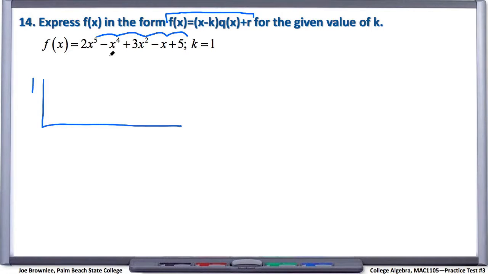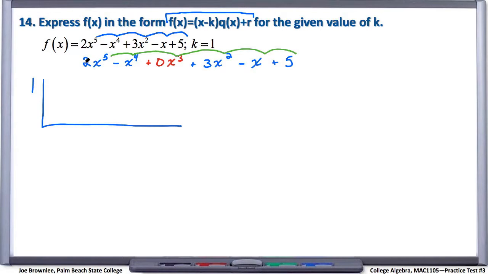All right, so let's go ahead and fill in our missing term here. So we have 2x to the fifth minus x to the fourth plus 0x cubed plus 3x squared minus x plus 5. All right, and now that we've done that, we can see we go from 5 to 4 to 3 to 2 to 1 to none, our constant. So we're ready to go.